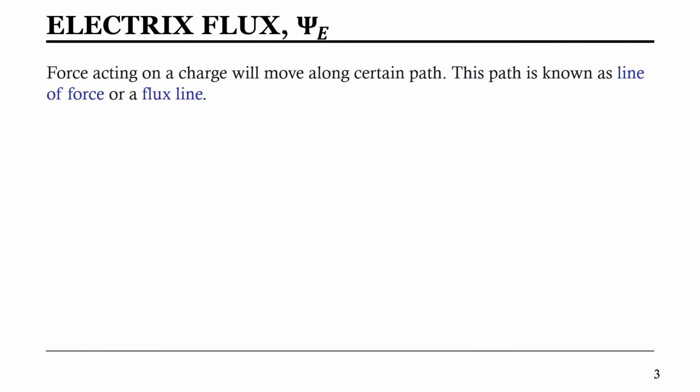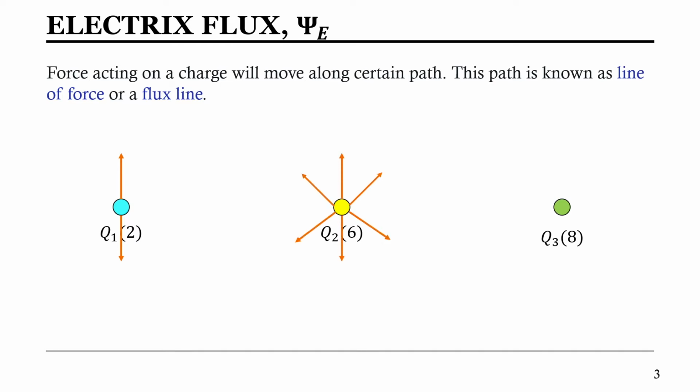Force acting on a charge will move along a certain path. This path is known as a line of force or a flux line. Here we have three charges with the magnitudes of 2, 6 and 8. Here the first charge has 2 lines, the second charge has 6 lines, and the third charge has 8 lines.